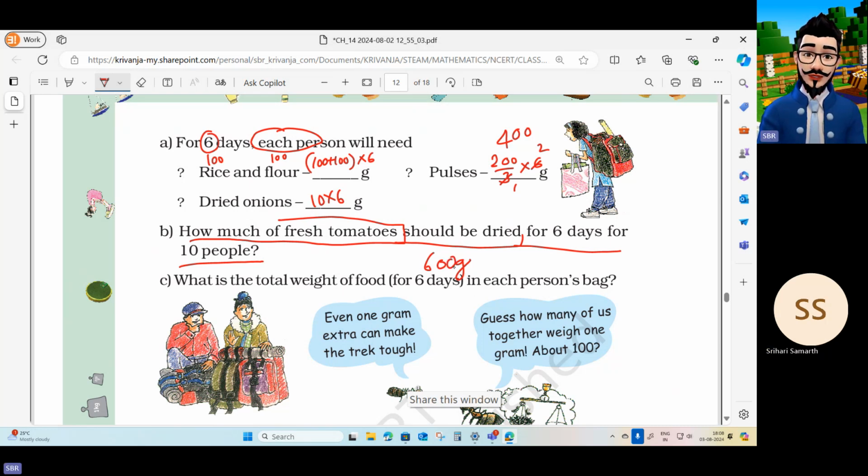600 grams, beautiful. 600 grams of what? This is the dried tomatoes, right? Yes. 600 grams of dried tomatoes they want. But what is the question here? How much fresh tomatoes should be dried? How much fresh tomatoes do you need, because fresh tomato contains water also, right? When you dry it, it will become how much?